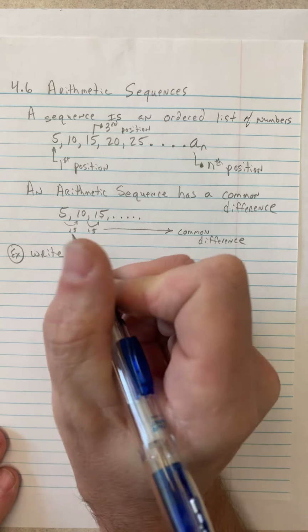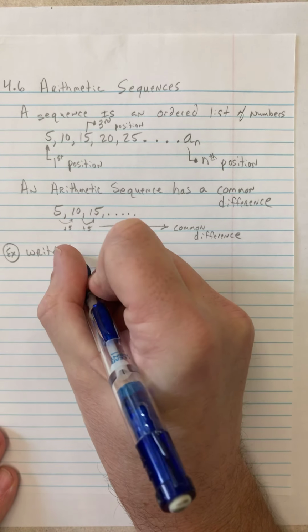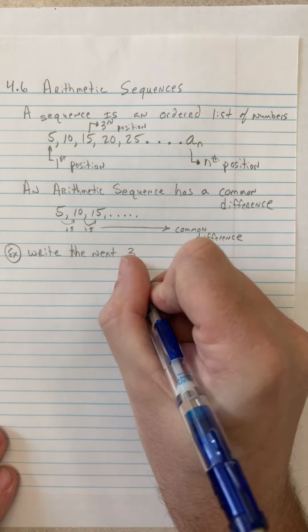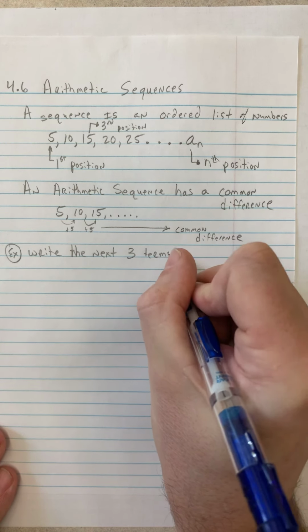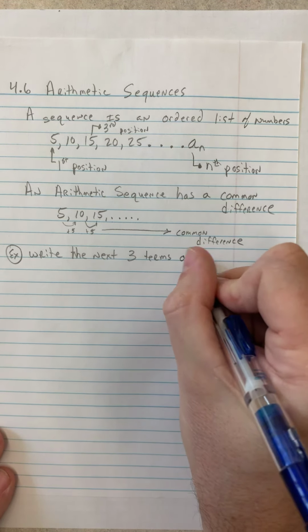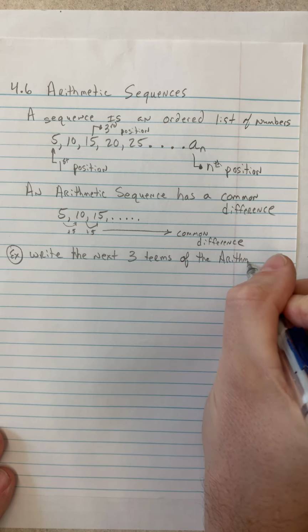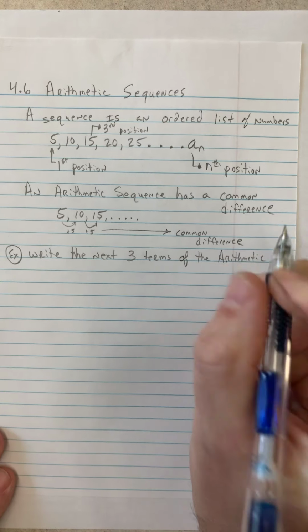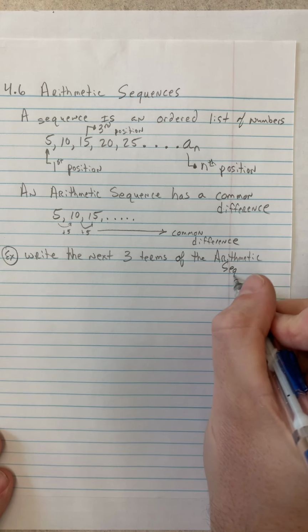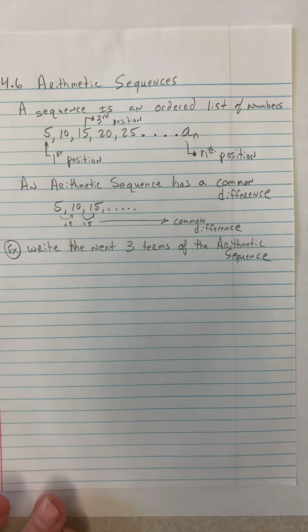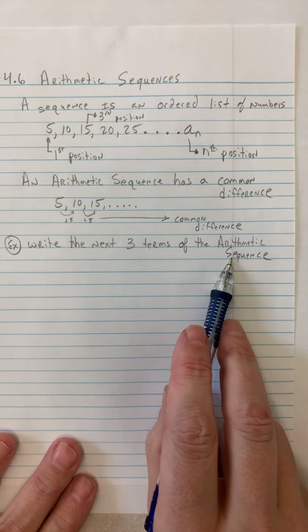Here's what we're going to do. Write the next 3 terms of the arithmetic sequence. So just like in our slope ones, if it tells me it's an arithmetic sequence, you know that there's going to be a common difference.